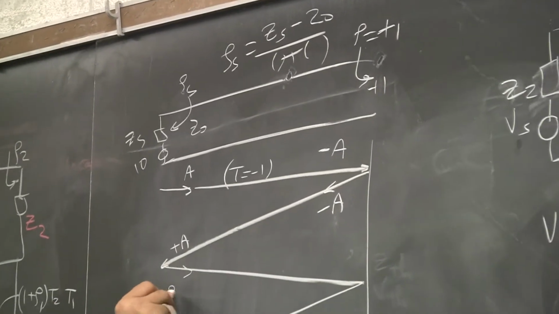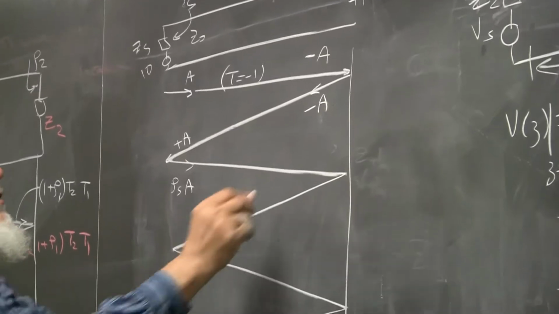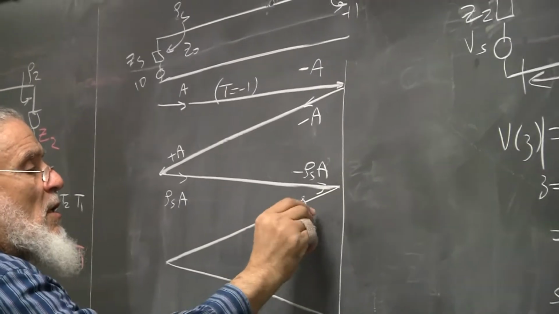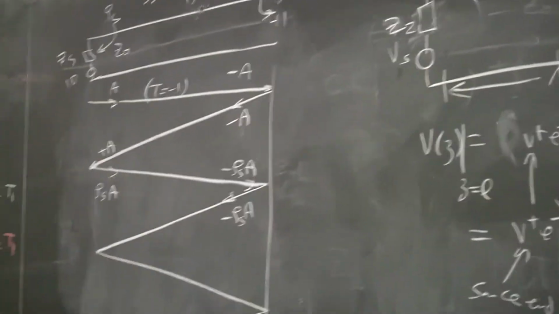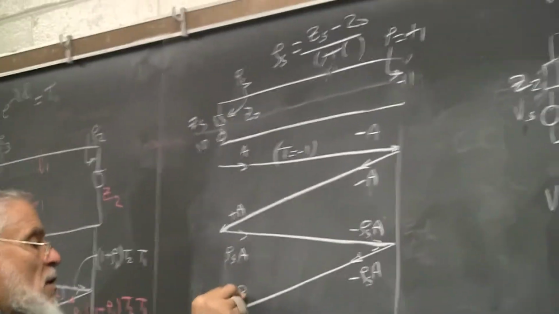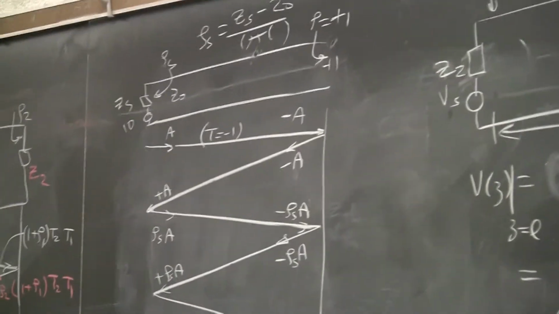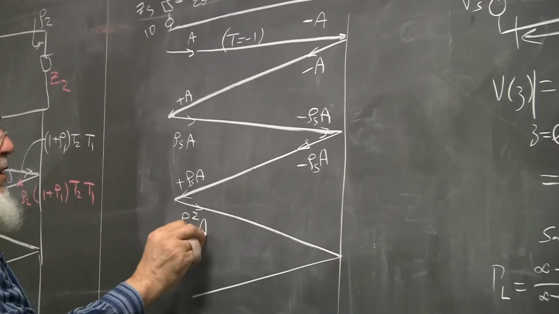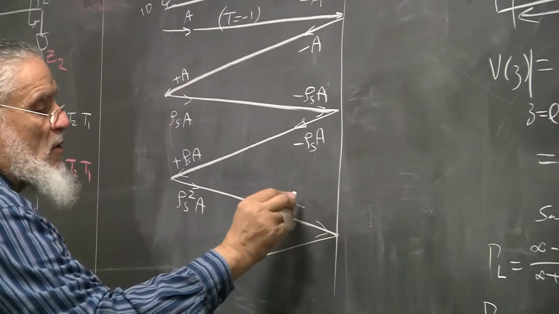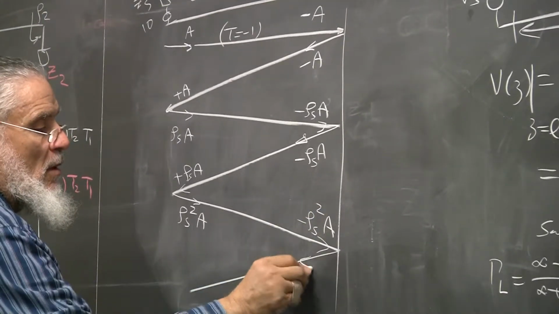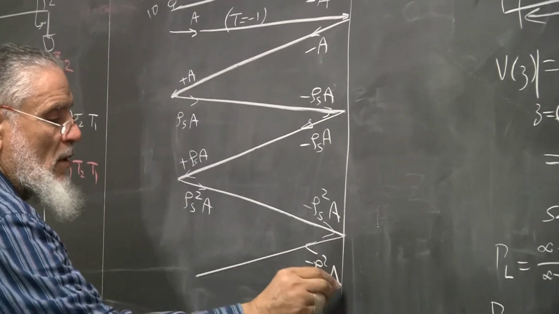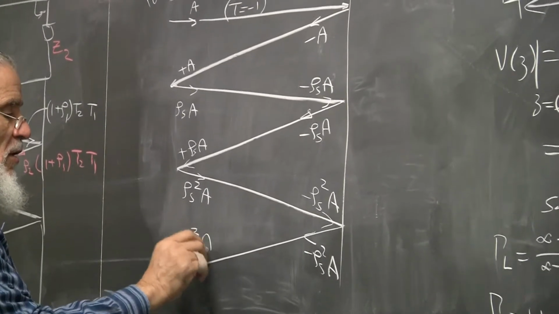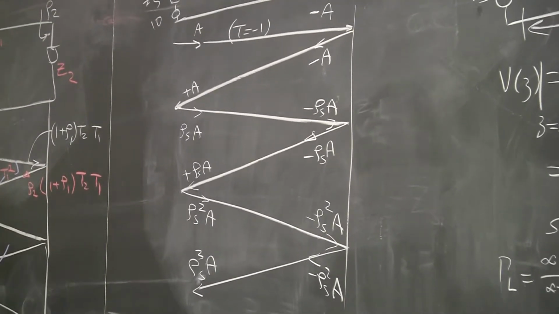This one here is rho S A. This one here is minus rho S A. This one here is minus rho S A, because the reflection coefficient is still plus 1. This one here is a plus rho S A. Every time you go through a line, you flip the polarity. This becomes rho S squared A, minus rho S squared A, minus rho S squared A. I guess it's very obvious, rho S cubed A. You can see things going into a pattern, right?